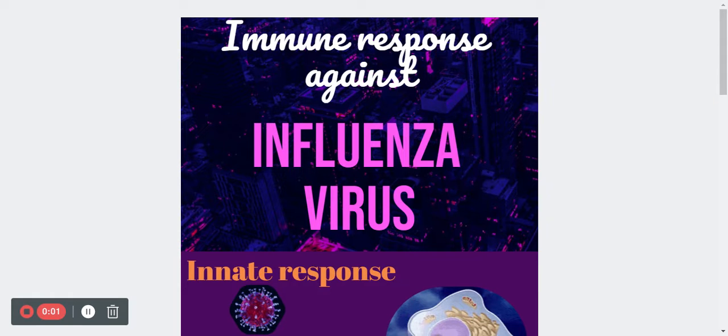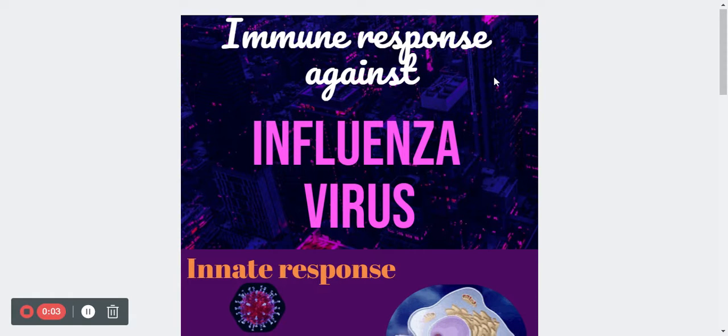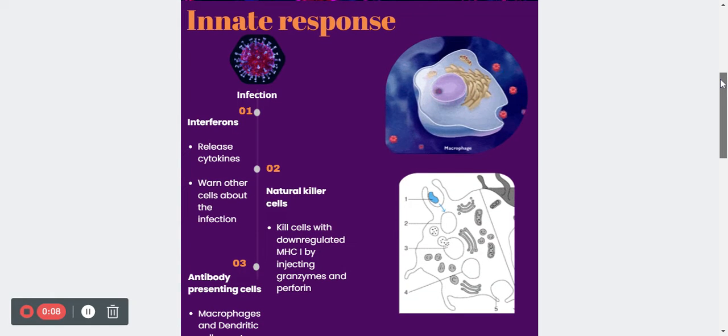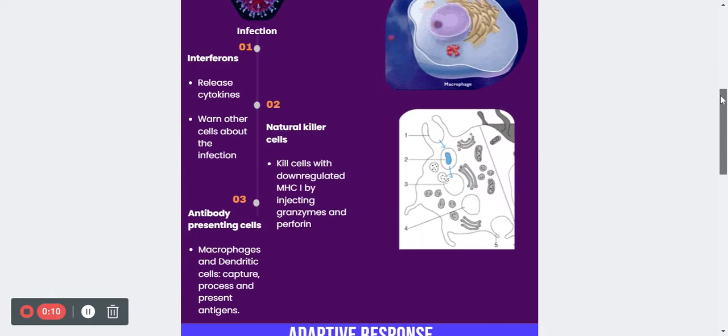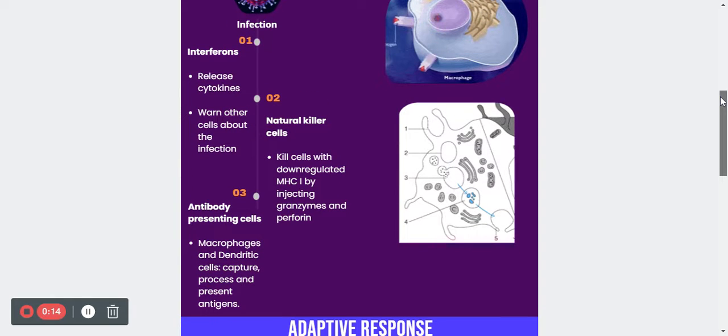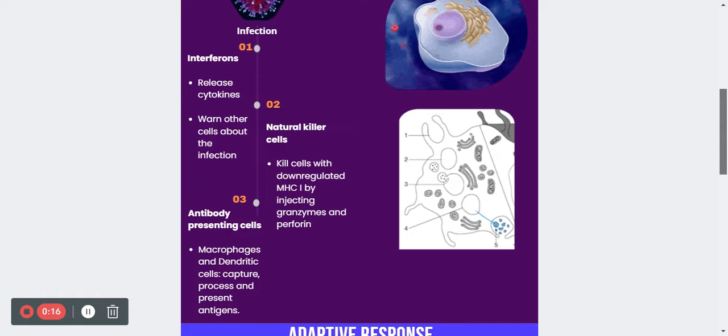In this video, we're going to be talking about immune response against influenza virus. Your first line of defense against a virus is your innate immune response. The three key players in this response are going to be interferons, natural killer cells, and the antigen-presenting cells. So basically, interferons are going to release cytokines, and they're going to alert the other neighboring cells. Cells are going to respond by producing antiviral proteins, which prevent the replication of virus.